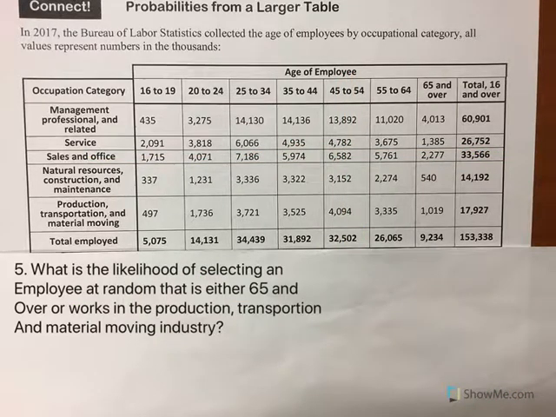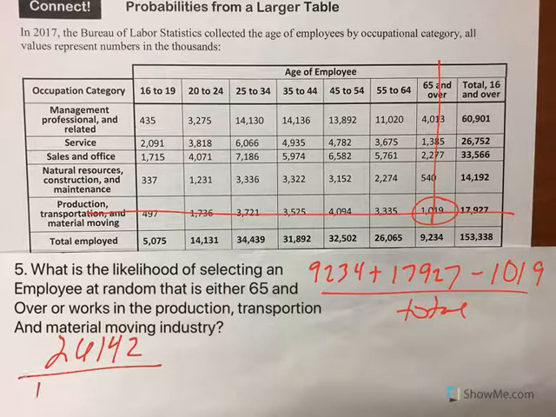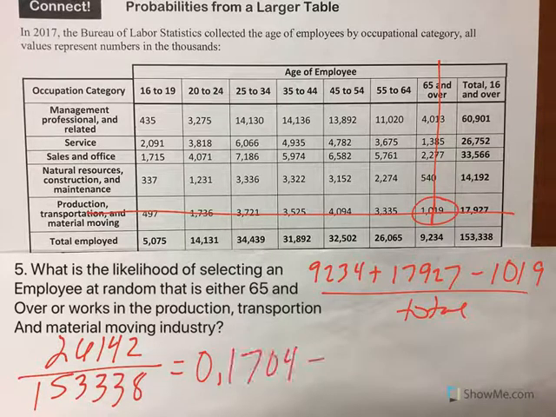What's the likelihood of selecting an employee at random that it's either 65 and over or works in production, transportation, and material moving? Okay, 65 and over is here, so that's 9,234, plus production, transportation, that's here, so we're going to add the 17,927, and then I subtract the overlap, which is 1,019. So that right there gives me, and all of that is over the total, so my fraction becomes 26,142 over 153,338, which is 0.1704, or 17.0%.